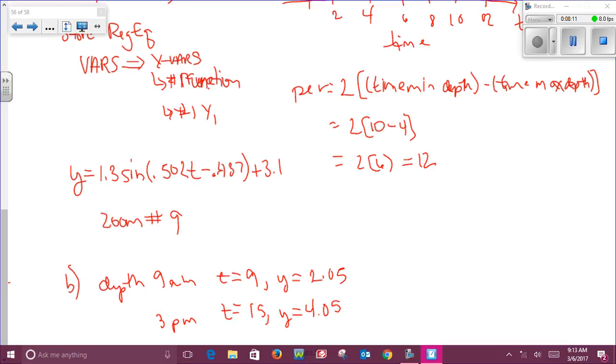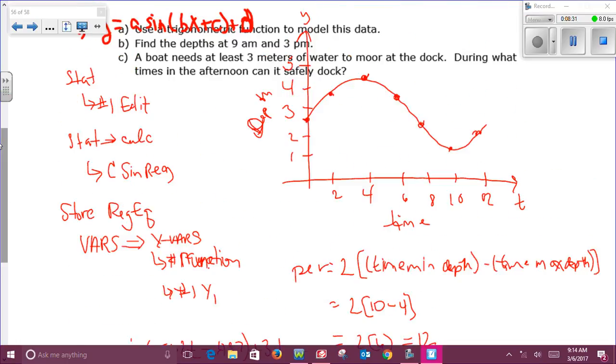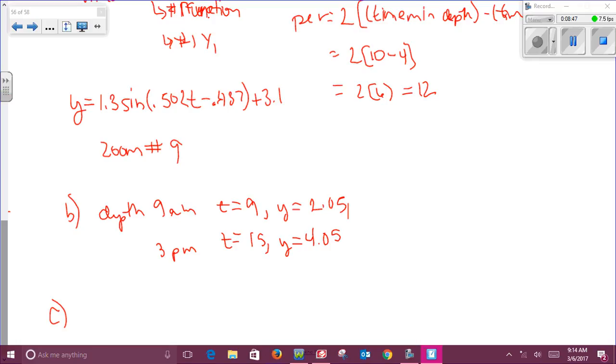All right, for part C, it says the boat needs at least 3 meters of water to moor at the dock. During what times in the afternoon is it safe to dock? So what I have to do is take my graph, and I have to figure out where in the afternoon it's going to hit that line that I just drew. And the problem is I have to extend my graph. So I'm going to have to use my calculator and change the window.